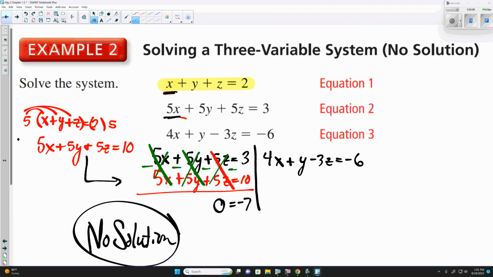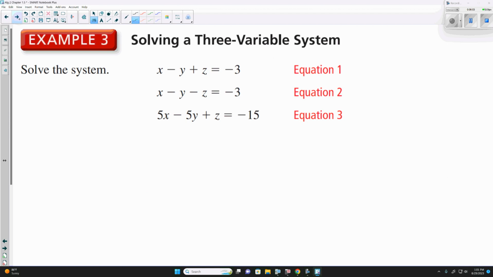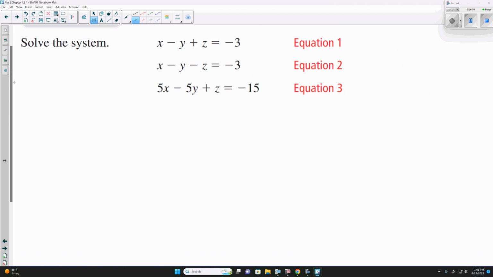So that's the end of this one here. Questions on this here? Let's look at the next one. X, Y, and Z. Another 3 variable system of equations.